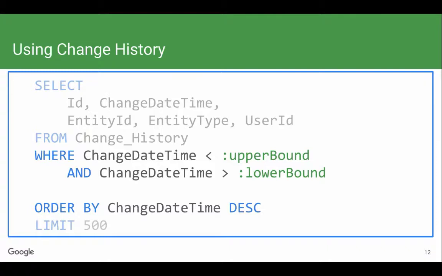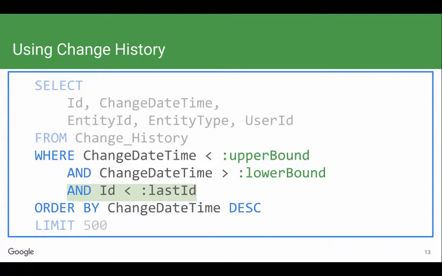But wait a second, this is only 500 changes. What if there are more than 500 changes in that window that we supplied? And that's where the ID column comes in. So instead of paging with that offset keyword, which I already mentioned is not supported, we're going to use the ID as a pagination or continuation token.